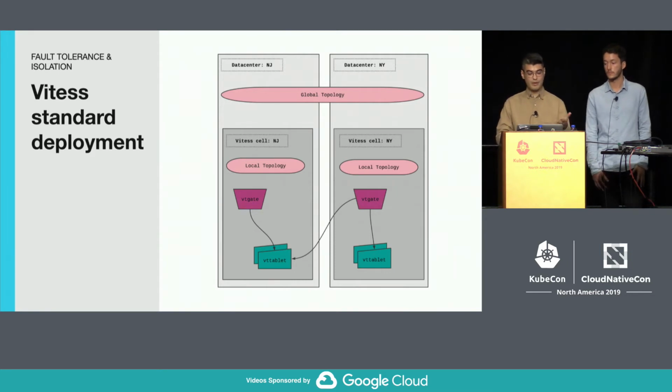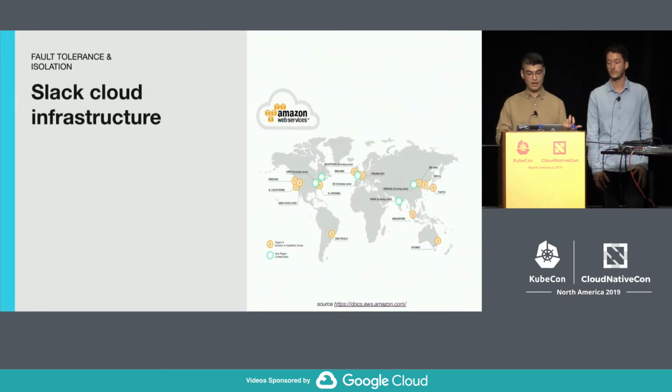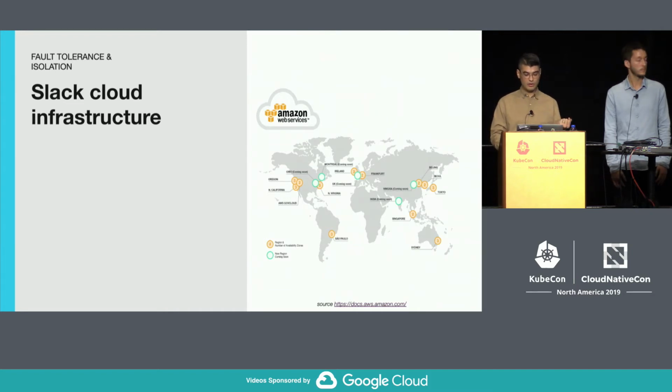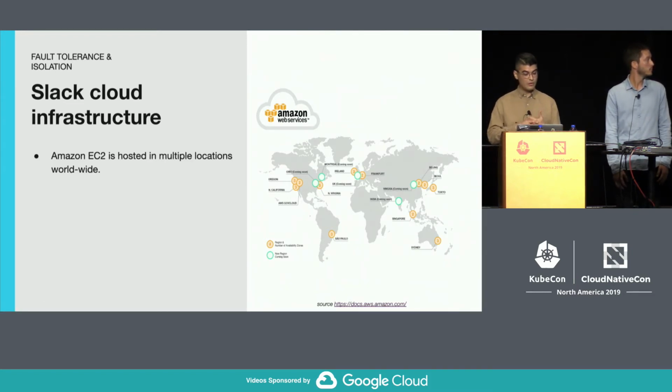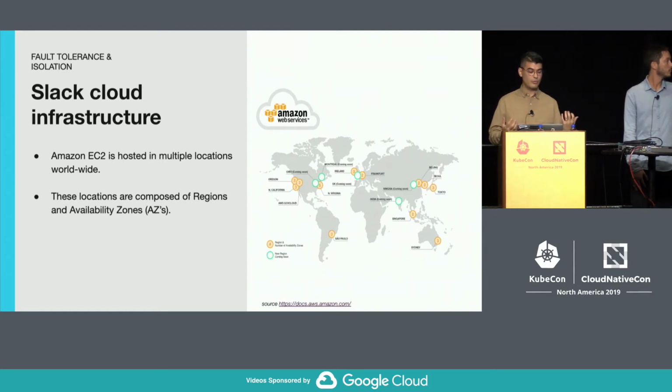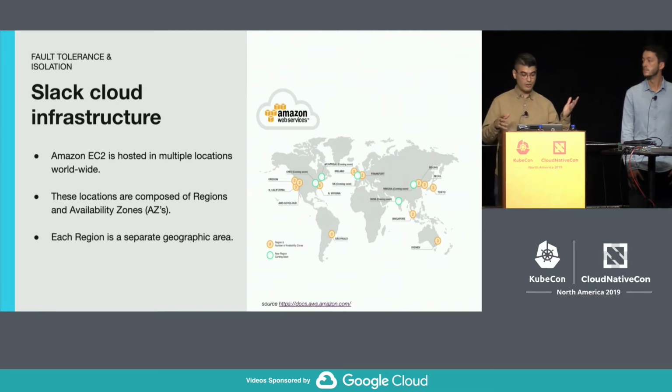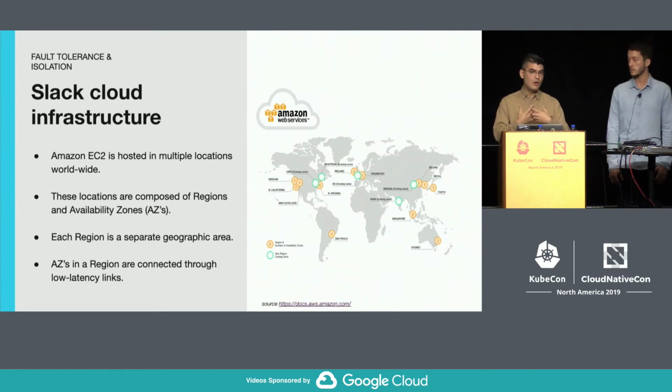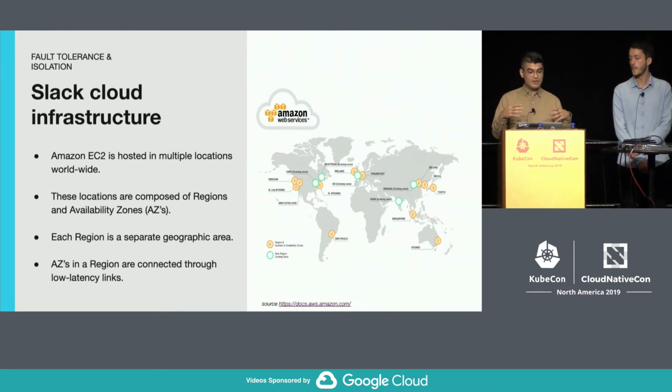So how do we map this deployment to our infrastructure at Slack? As Guido mentioned earlier, we use AWS heavily, and our Vitess cluster is deployed on top of EC2. In AWS, EC2 is hosted in multiple locations around the world, and those locations are composed of regions with availability zones. The regions are separate geographic areas, and as you can see in that image, you can have a region in US East or North Carolina, Sydney, Tokyo, et cetera. But within those regions, you have availability zones. The availability zones are connected through low latency links, and you can think of them as data centers that are physically separated but still close to each other.